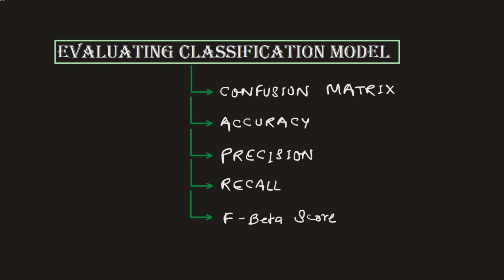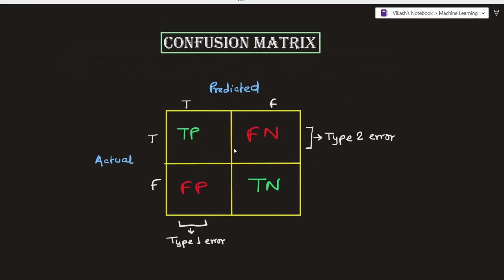So within this lecture, we are going to cover some important topics like confusion matrix, accuracy, precision, recall, and F-beta score. Pretty much everything that you need to understand and be aware of at this point of time, and also really important from the interview perspective as well. So without any delay, let's get started. Let's start by understanding a confusion matrix first.